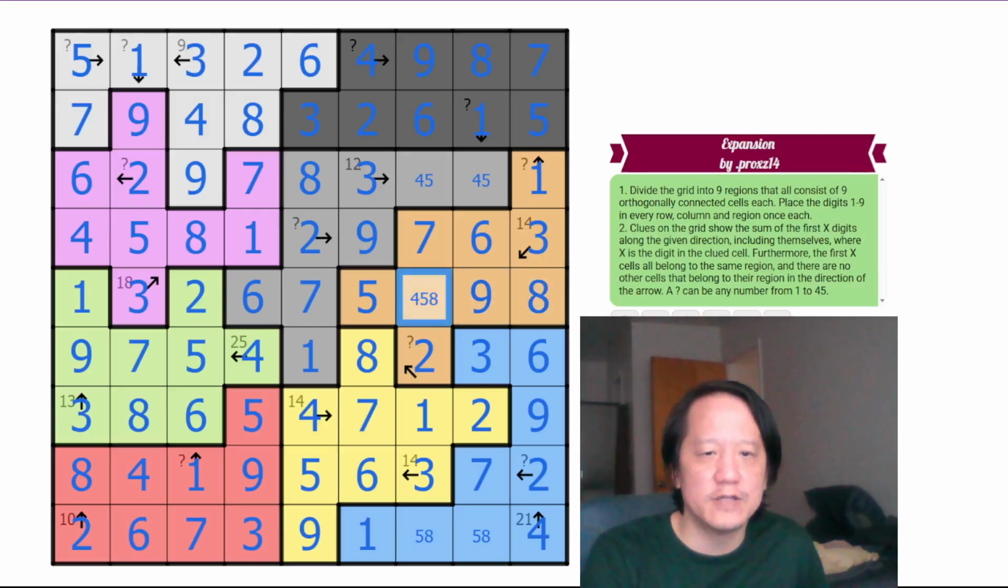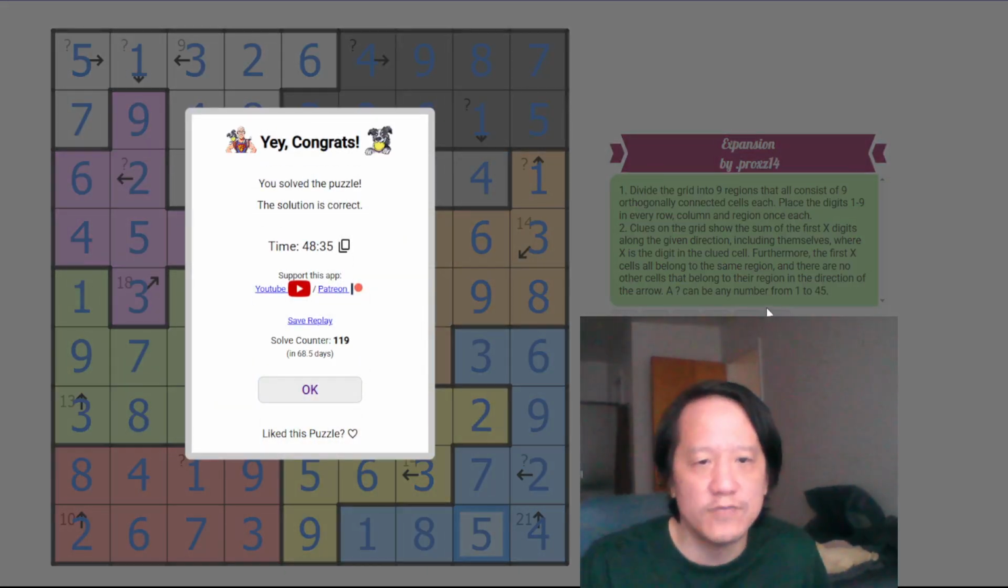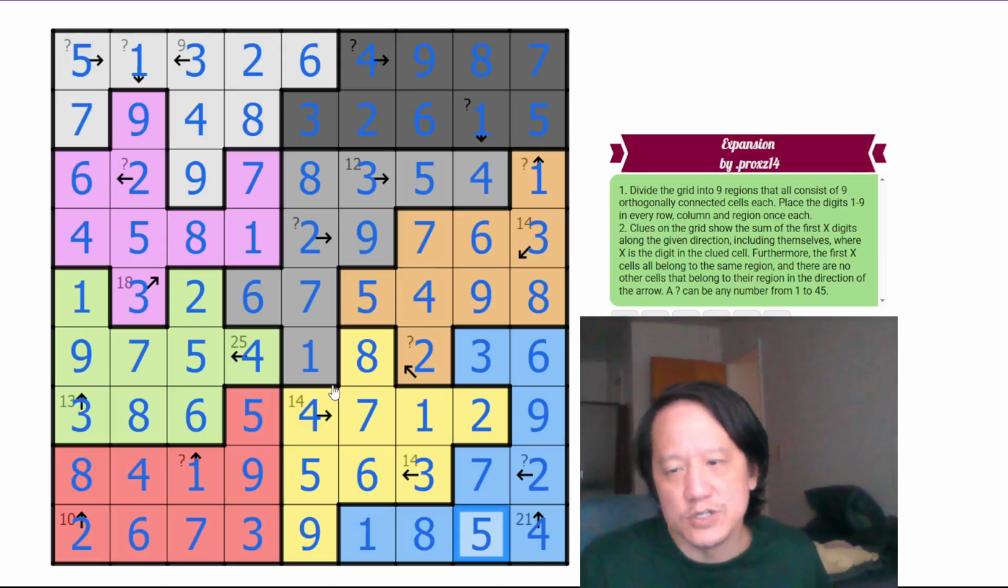No 5 or 8 there, it's 4, which makes this 5 and 4. 5 eliminates 5 here, so that's 8 and 5. And that's the solution.